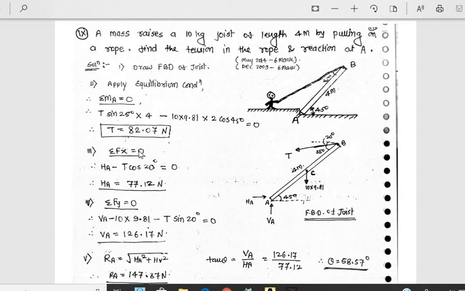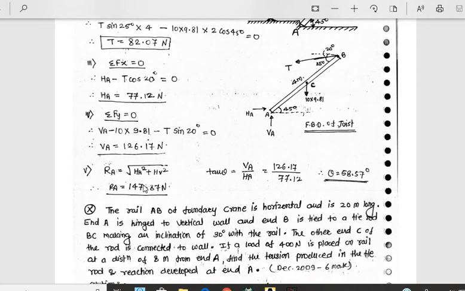Then summation Fx is equal to 0. Fx means horizontal forces. HA minus T cos 20 is equal to 0. Therefore, HA is equal to 77.12. Now summation Fy is equal to 0. VA minus 10 into 9.81 plus T sin 20 is equal to 0. Therefore, VA is equal to 126.17. Now the resultant reaction RA is equal to square root of HA square plus VA square. So RA comes out to be 147.37, and its theta from vertical, y, horizontal, becomes 58.57.